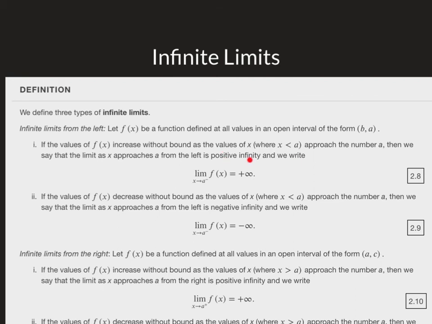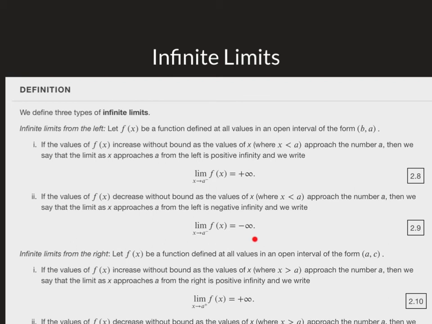And we write this, sometimes we drop the plus sign and just write the infinity symbol. Okay, but we're talking about infinity in the positive upward direction. So if our graph increases without bound as you get close to a from the left-hand side, then the limit is positive infinity. If the graph decreases without bound, so drops real low, then we say that the limit is negative infinity.